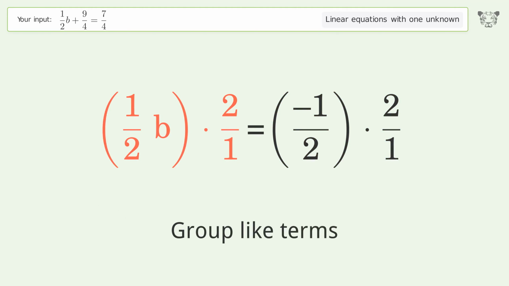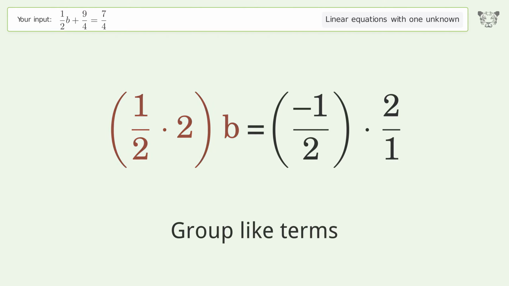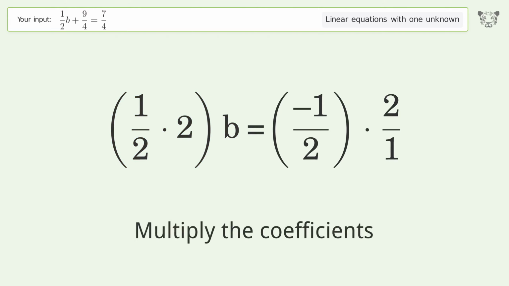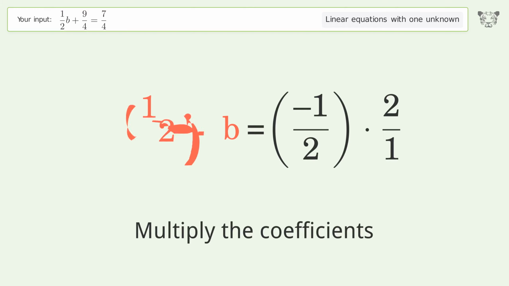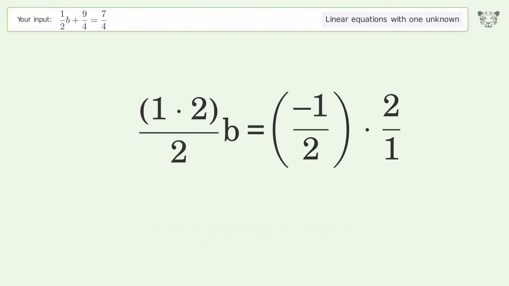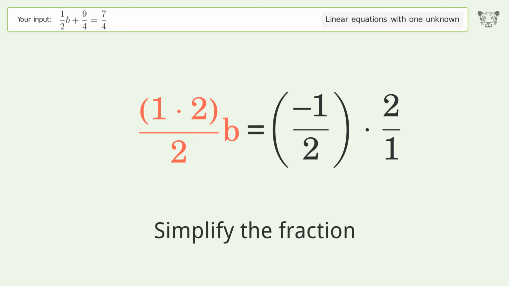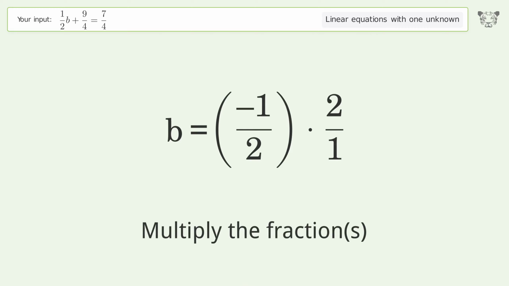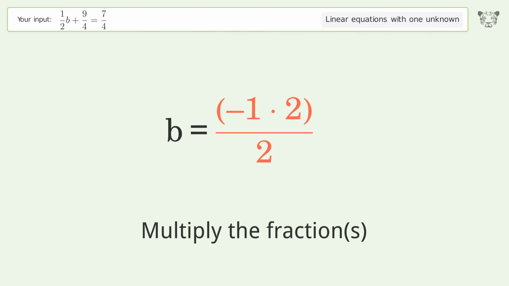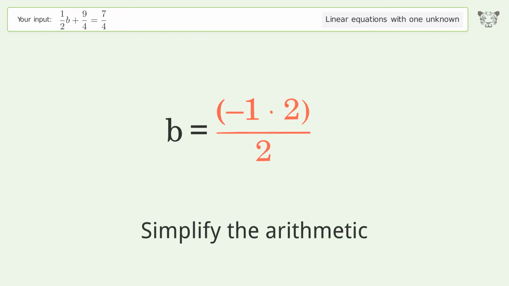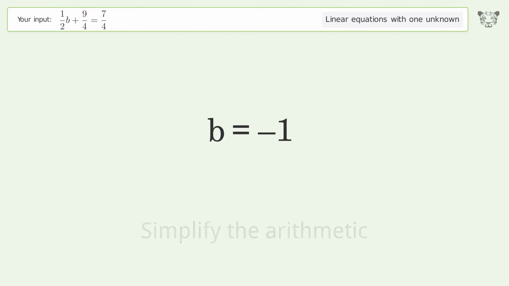Group like terms. Multiply the coefficients. Simplify the fraction. Multiply the fractions. Simplify the arithmetic. And so the final result is b equals -1.